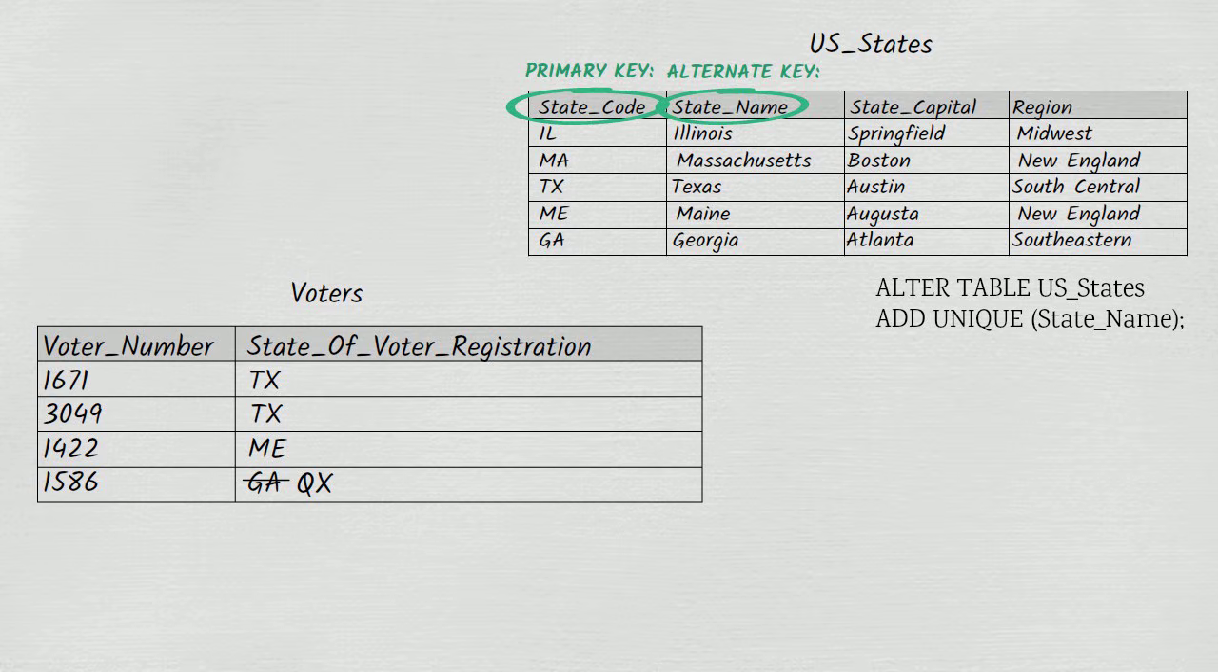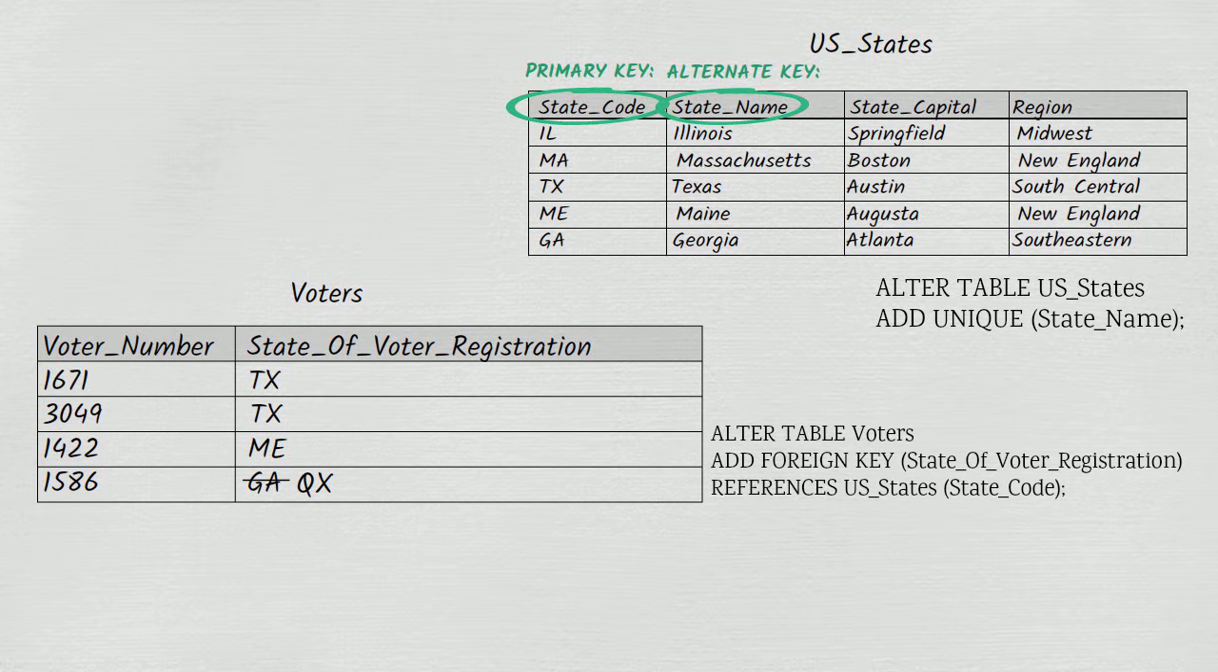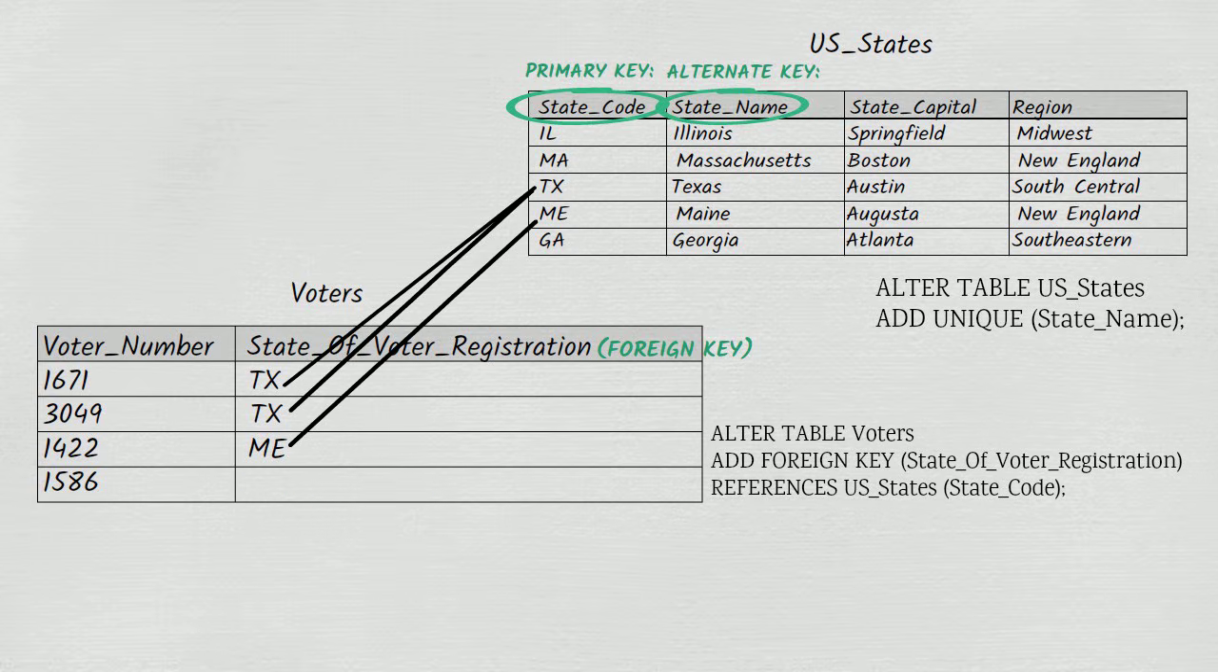The answer is we can set up what we call a foreign key constraint, like this. This constraint tells the database that the State of Voter Registration column is a foreign key to the state code column on the US states table, which means that every value of State of Voter Registration in the voters table must match a value of state code in the US states table. With this foreign key in place, State of Voter Registration can never be set to QX because there is no QX state code in the US states table. Foreign key constraints ensure that data in different tables hangs together.